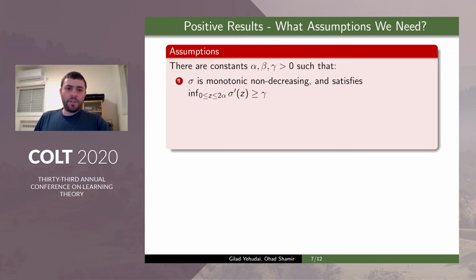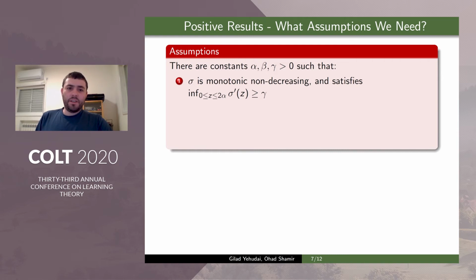So the first assumption is about the activation function, and the assumption is that we need some kind of weak monotonicity for the activation. So in the negative result, it was a periodic function, which is a very non-monotonic function. So we assume that sigma is monotonic, non-decreasing, and it satisfies that its derivative, at least close to zero, is larger than some constant gamma.